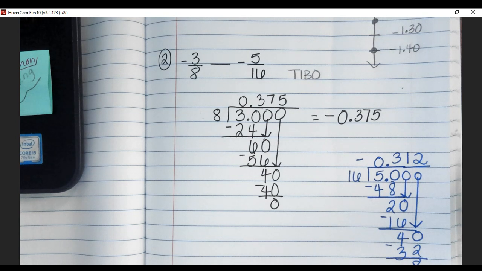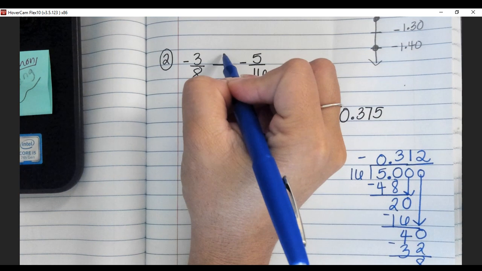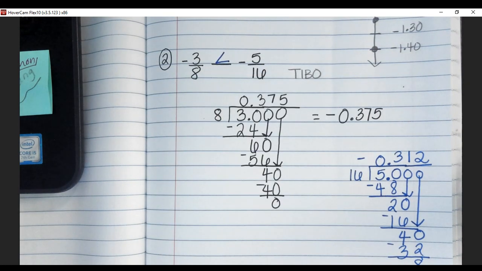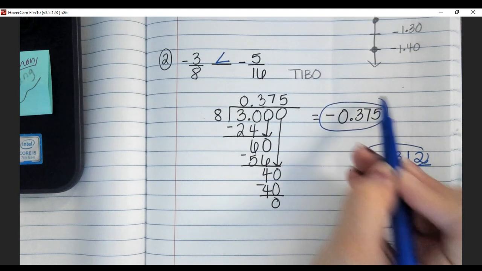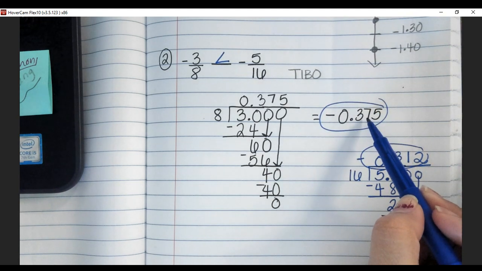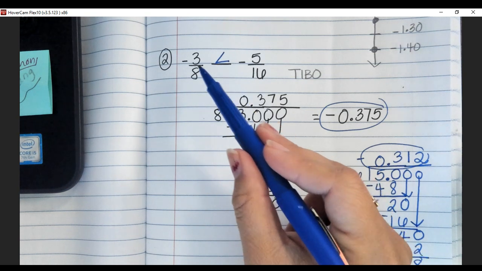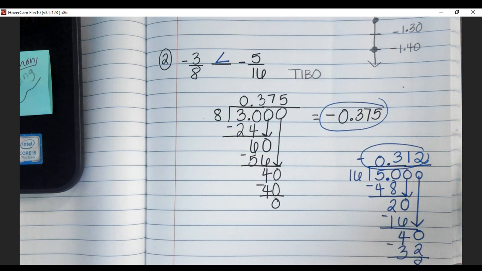Okay, so how would I read this? So a negative 3/8 is negative 375 thousandths. So that number is going to be less than negative 5/16, which is negative 312 thousandths. Okay, so again, we're comparing. Remember, they are negative. So in the negative world, the larger the number, the smaller it is. So that's why this number is smaller. Okay.